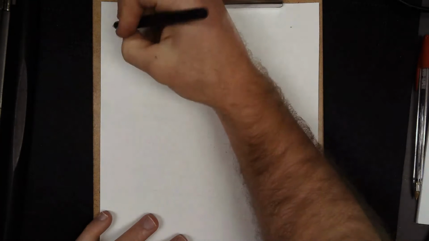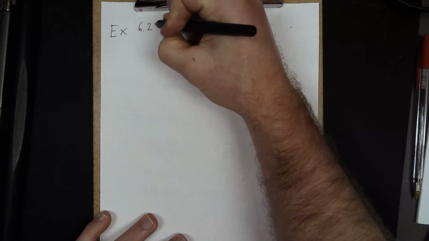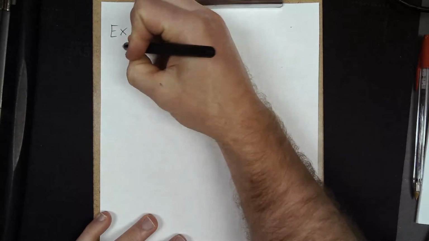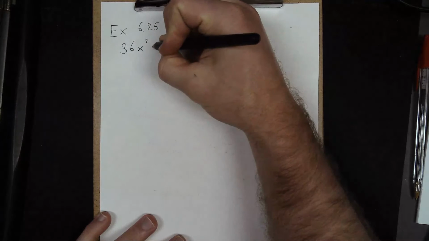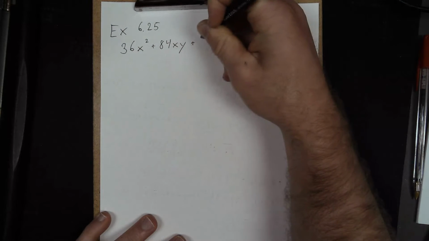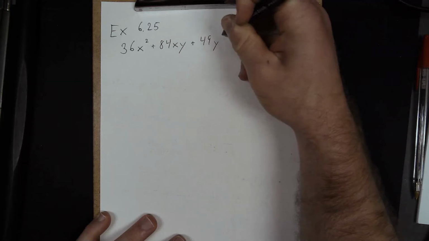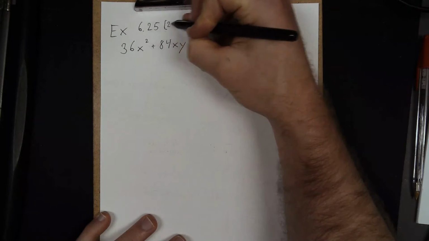So now that we know how to do these ones, factoring these special products, these should go pretty quick. Got our example 6.25. Got our 36x squared plus 84xy plus 49y squared. Okay, so now we're dealing with just two variables.